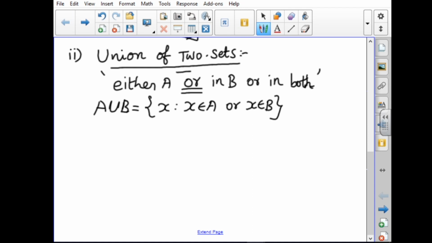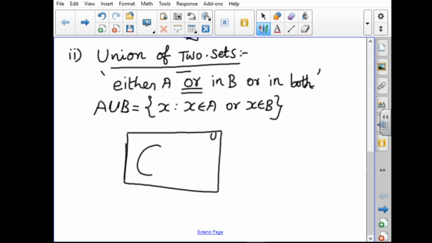Then in Venn diagram, this is the universal set. If A and B are overlapping, it should be connected. This is A, this is B. These are the two sets. A union B means either in A or in B. So you can join the two sets fully. This is A union B.